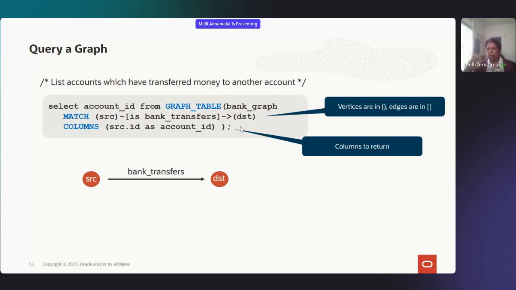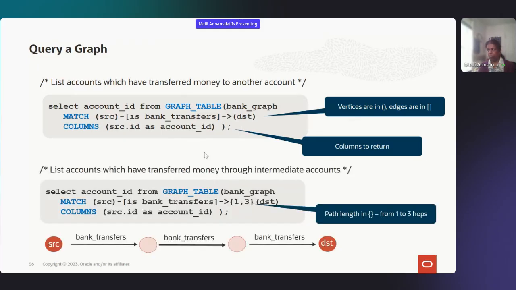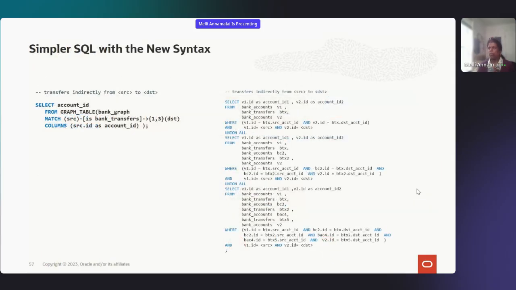And what it is wrapped around is SQL, because you have a select account ID that's very much SQL. There's a graph table construct, and all of this is part of the standard. So you can say, okay, I want to find all accounts that transfer money to another account. You would write a query like this. And here are just some more examples. I want to find all accounts that transfer money to other accounts over 1 to 3 hops. So not just direct transfers, but over 1 to 3 hops. That's what this query at the bottom says, meaning you're going through intermediate accounts.